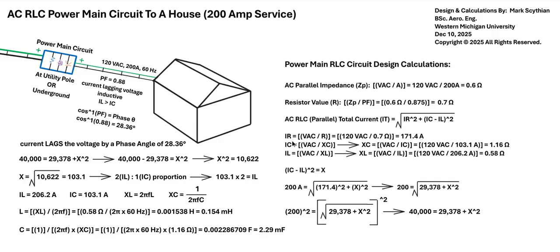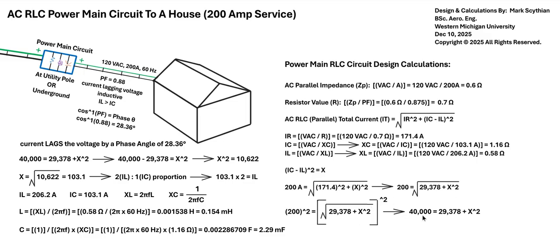Now we just take a break from these two, the current at the capacitor and the current at the inductor. We go back to our total current equation here, and we substitute the IC minus IL as X. So this will end up as X squared. So we put the known values into this total current equation. 200 amps is equal to the square root of the current at the resistor, 171.4 squared, plus X quantity squared. So this becomes 200 is equal to the square root of 29,378 plus X squared. Then we square both sides to get rid of the square root.